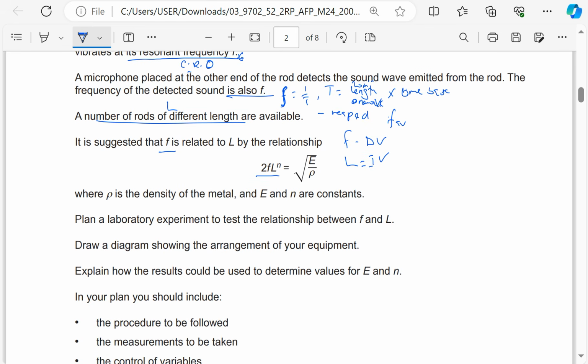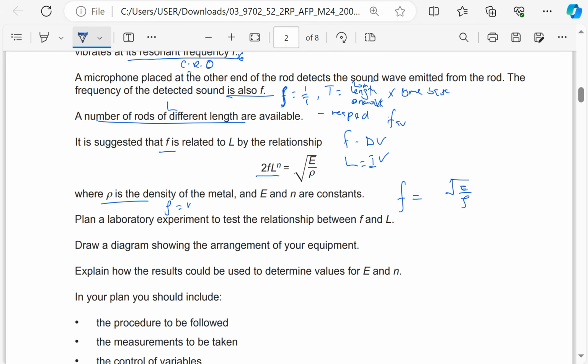For analysis, remember, I will make anything related to the dependent on the vertical axis, and anything related to the independent on the horizontal axis. So I have to make f the subject. If I make f the subject here, I notice that f is equal to the square root of E divided by rho. Remember, rho is the density.